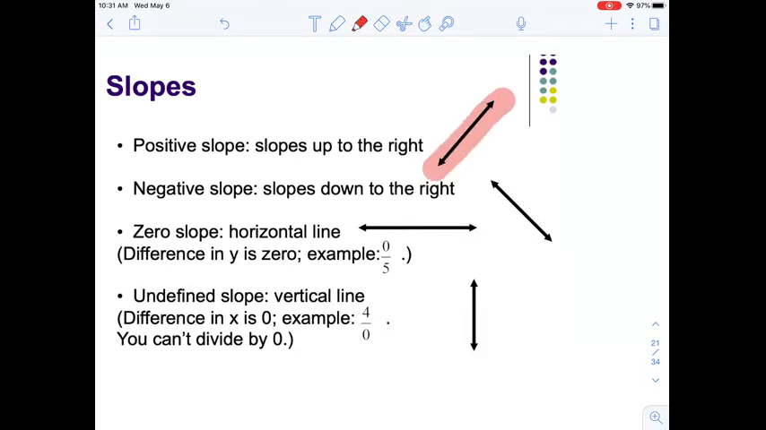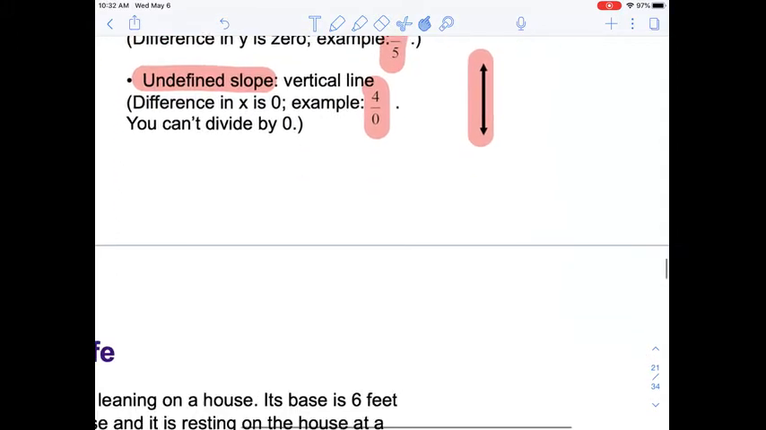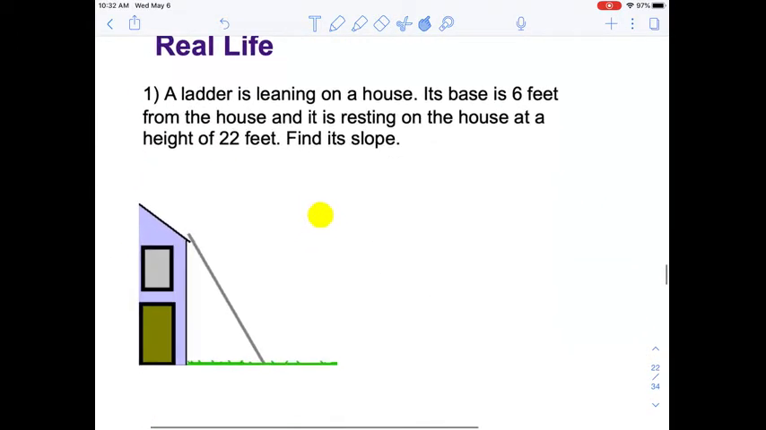There are 4 different types of slopes. There's a positive slope, which slopes up to the right. There's a negative slope, which slopes down to the right. There is a zero slope, which is a horizontal line. These would be super good to have in your notes. And then there's an undefined slope. That's a vertical line. So if our slope is 0 over 5, if there's a 0 on top, it's going to be a 0 slope. If it's 4 over 0, the 0's on the bottom, it's going to be undefined because you can't divide by 0.